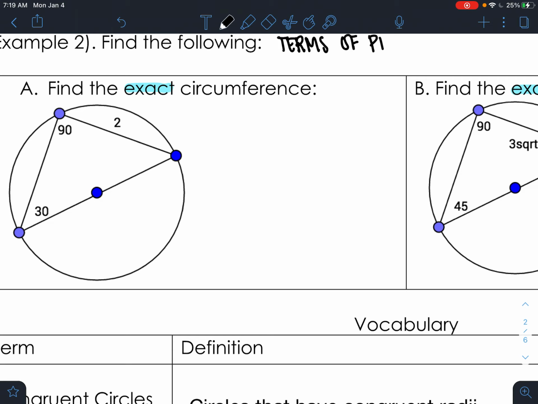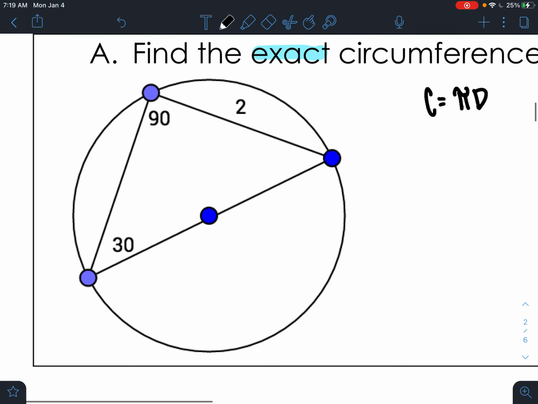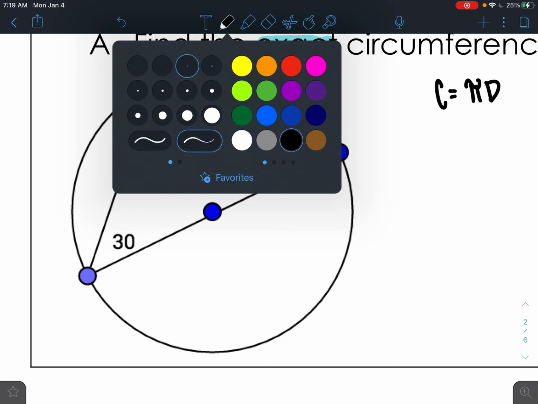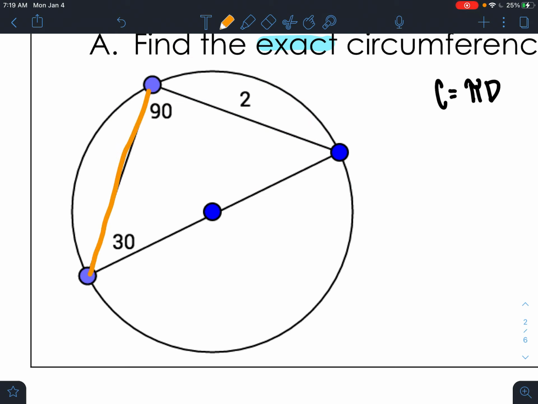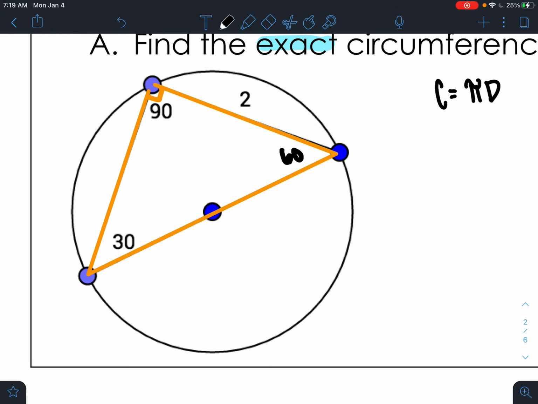Okay, so if you look at this first example, it says to find the exact circumference. In this example, I'm going to use C is equal to pi d. So if I can find my diameter, then I can find my exact circumference. Looking at this picture, I notice that I have this triangle. I know it's a right triangle because I have that 90 degrees in there. And even more specifically, I know that it's a 30, 60, 90 triangle because I have the 90 degrees and the 30 degrees.